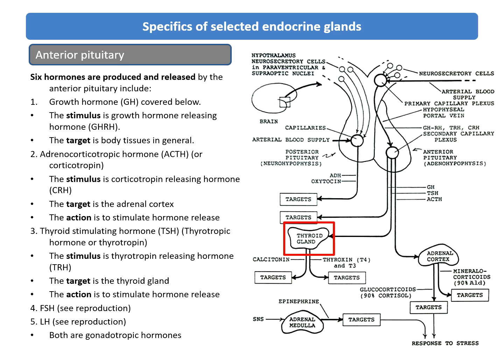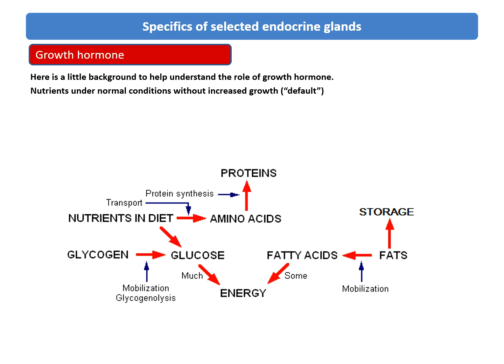Both are gonadotropic hormones. Prolactin is another. This is also involved in reproduction. Here's a little background to help you understand the role of growth hormone. As I mentioned, we'll go into some detail about growth hormone.